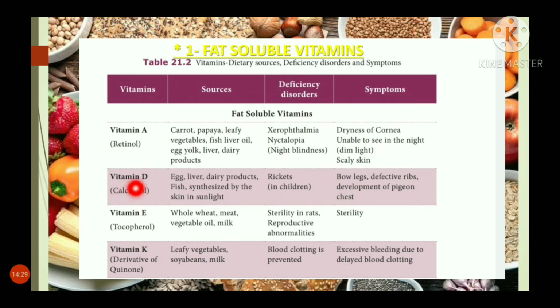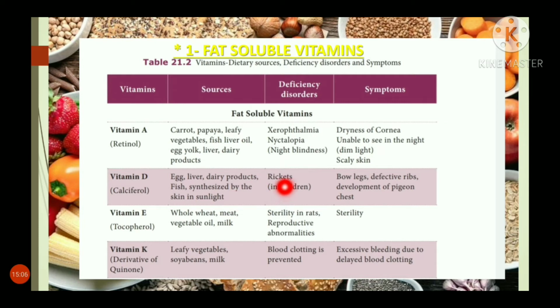Next is vitamin D, calciferol. By the name only you can say that calci means calcium. Just now we have studied about sunlight, which gives calcium to our body to make our bone strength. So calciferol. Where do you get vitamin D other than sunlight? Egg, liver, dairy products, fish, synthesized by the skin in sunlight. So if you don't go to sunlight early in the morning, what will happen?